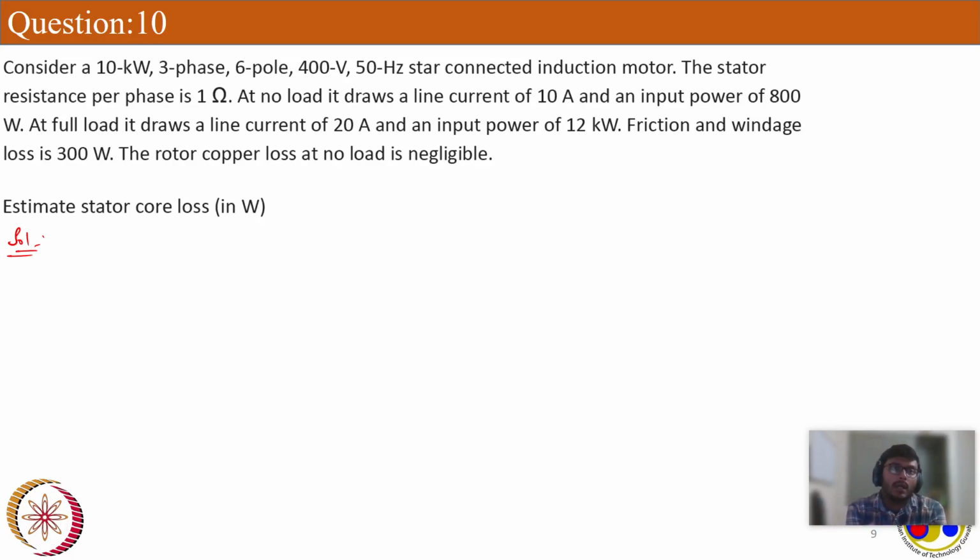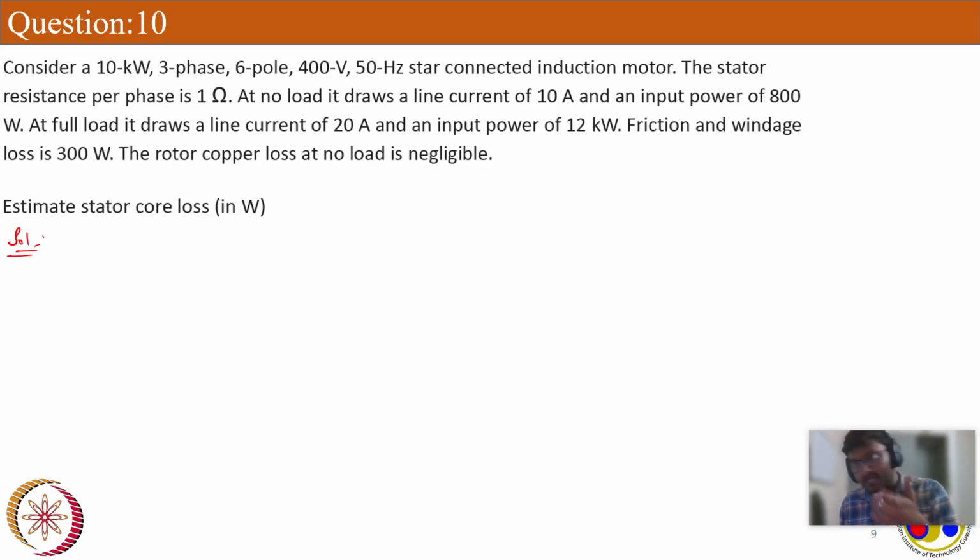Okay. Now a 10 kilowatt, three phase, six pole machine is given. It's a 50 hertz supply. Now the stator resistance per phase is 1 ohm. At no load, it draws a line current of 10 amps and an input power of 800 watts. Okay. These are the no load conditions given to us. At full load, it draws a line current of 20 amps and an input power of 12 kilowatt.